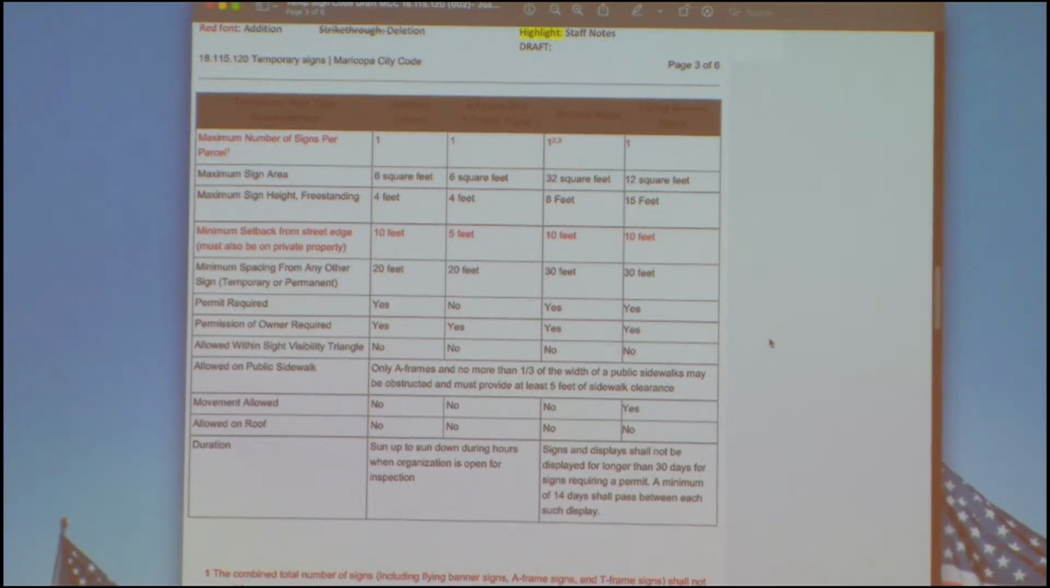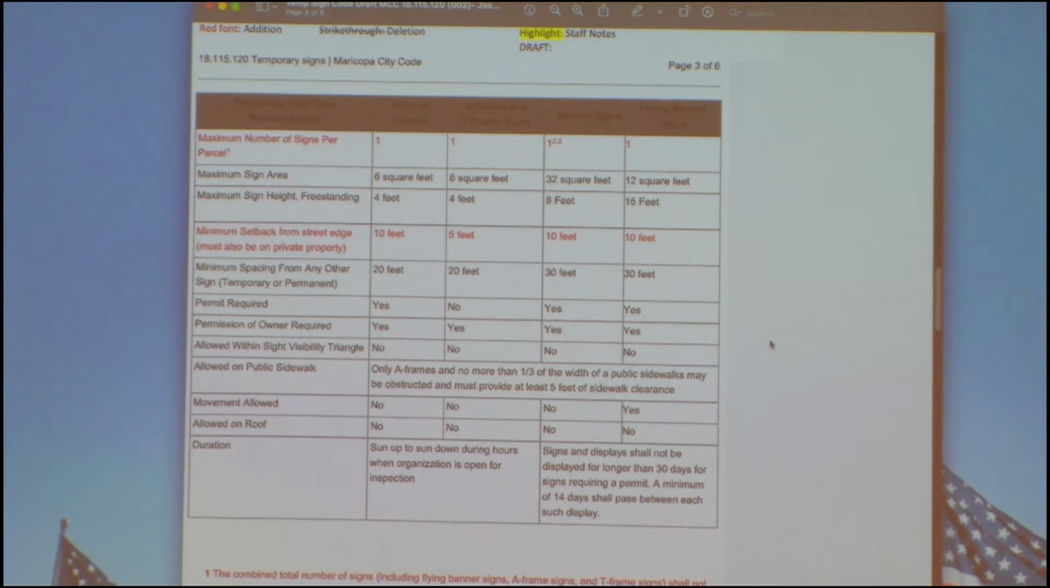Okay, so on this one, where we say allowed on public sidewalks, only A-frame and no more than 1/3 of the width of the public sidewalks may be obstructed and must provide at least 5 feet of sidewalk clearance. Do we have sidewalks that big? We may, but it has to be 5 feet plus a sign that doesn't take up more than a third. This is also for future development, private property, so we don't violate ADA. But there are some sidewalks where signs won't work. Correct, absolutely. Most of our current sidewalks, the signs won't work. That's what I thought, okay.